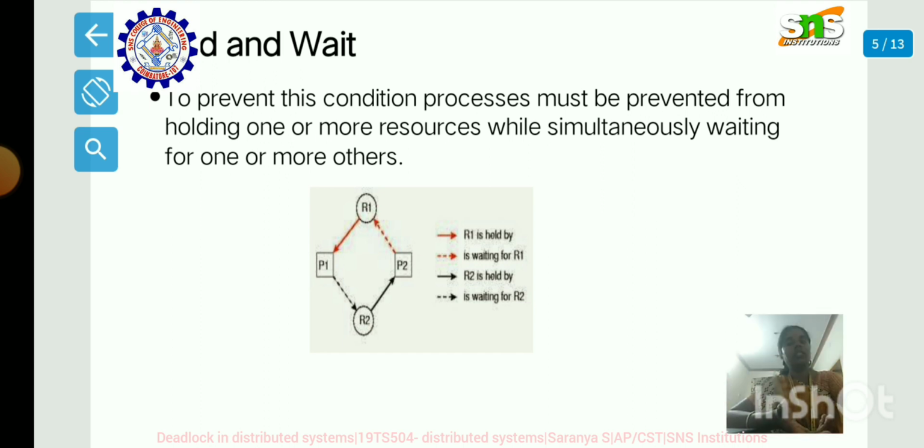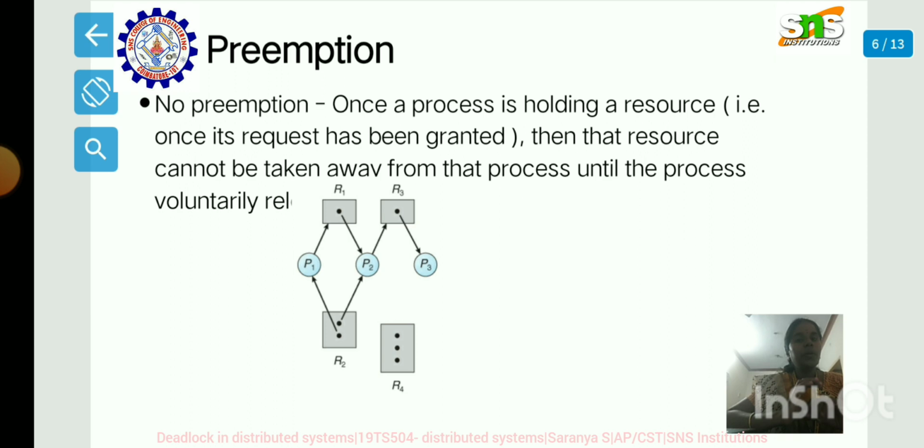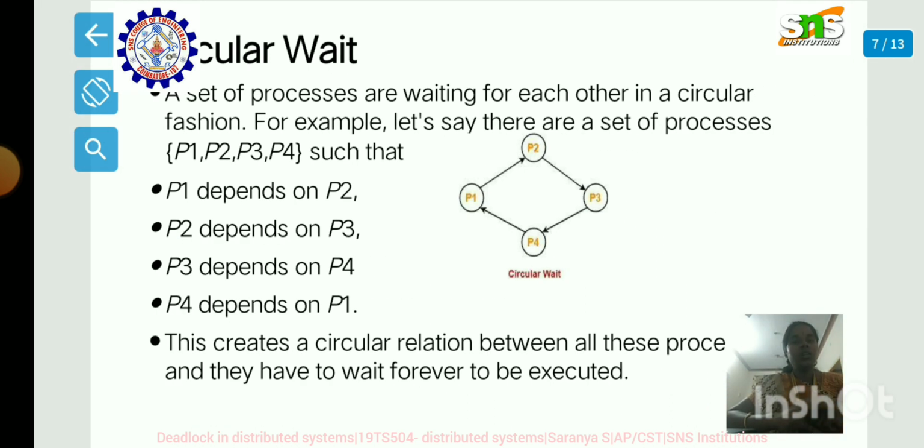The other one is no preemption. Once a process is holding a resource, once its request has been granted, then that resource cannot be taken away from the process until the process releases it. Another one is circular wait.